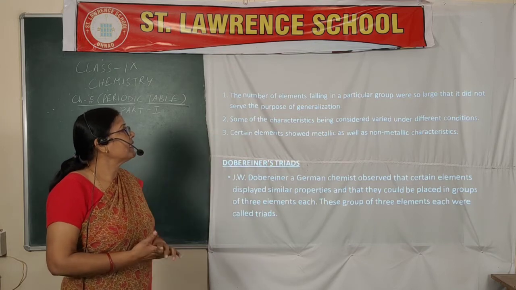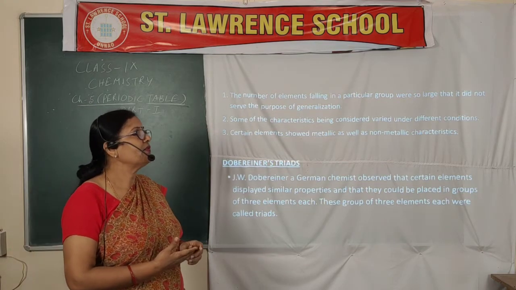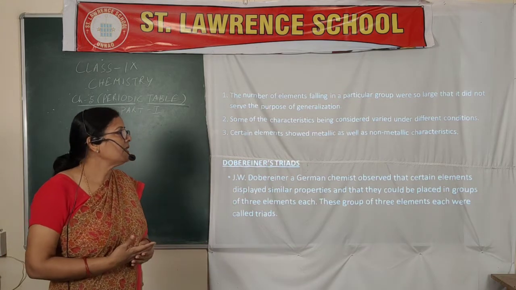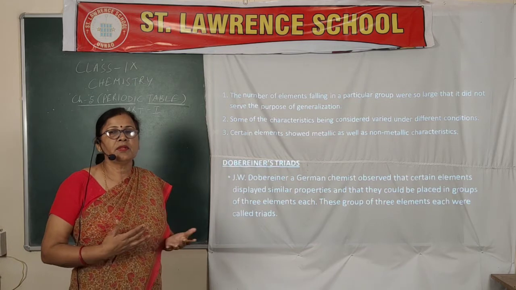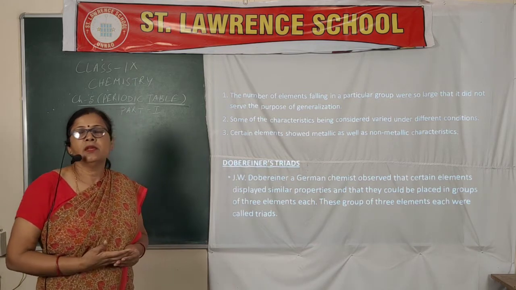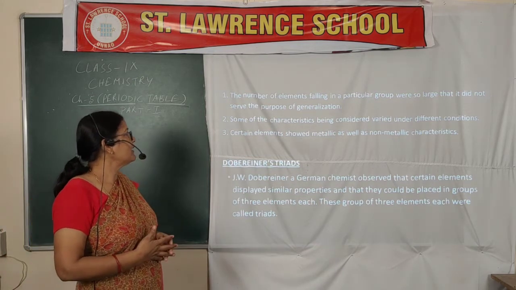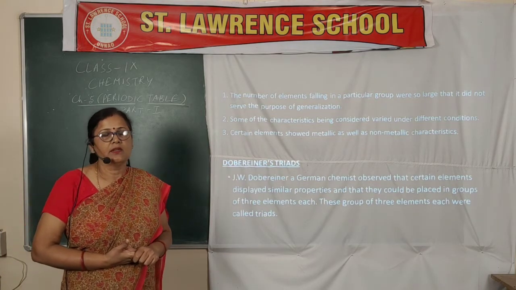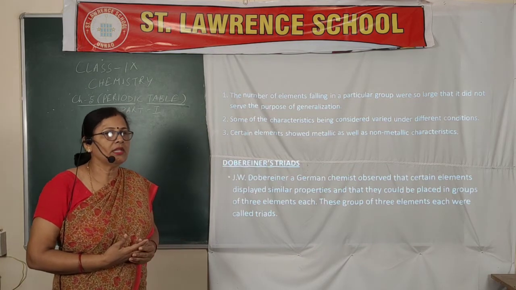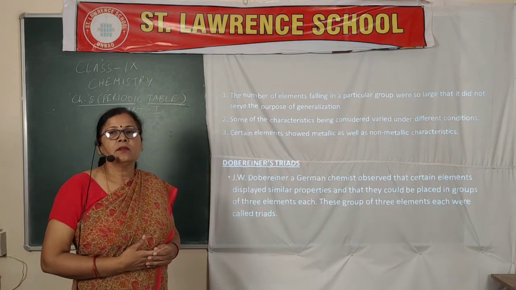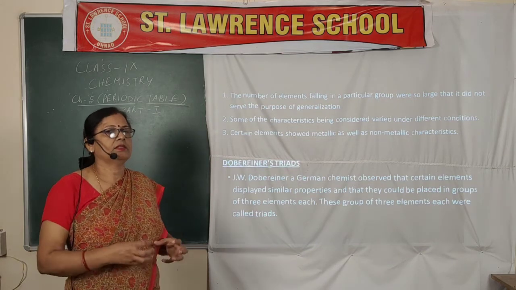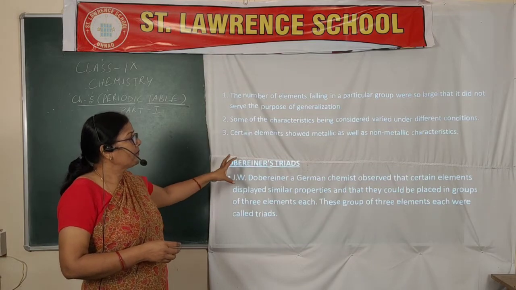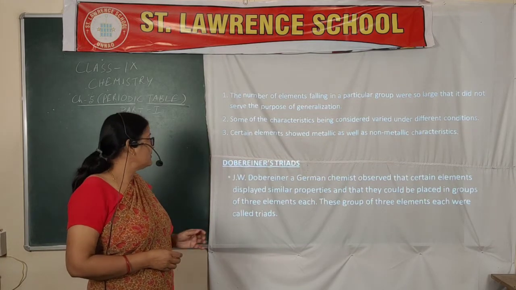Second point, some of these characteristics vary under different conditions. Some of them, when you heat them, may change into gaseous form easily. Some of them take up more heat to melt. So different characteristics. Third, certain elements showed metallic as well as non-metallic properties. We can take silicon. Silicon has metallic and non-metallic properties. So where to put this particular element in the periodic table was very difficult.